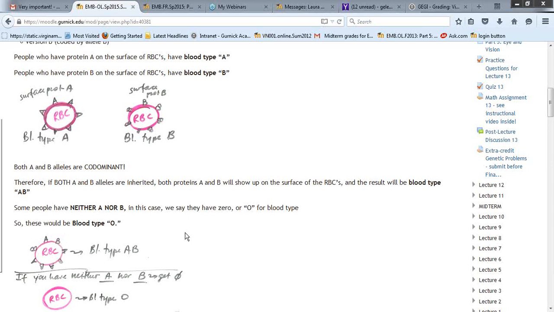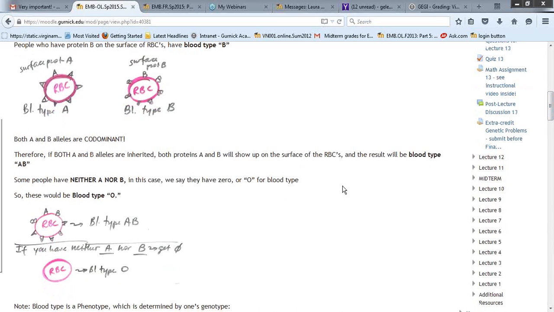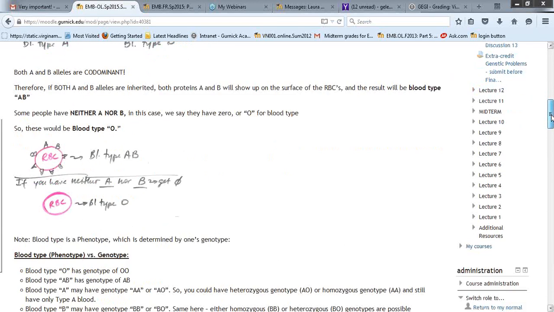People who express neither A nor B, so they don't have allele A and they don't have allele B, have red blood cells with neither A nor B. They have 0, or we call it blood type O. And here O stands for 0, nothing. No A's, no B's. Okay?